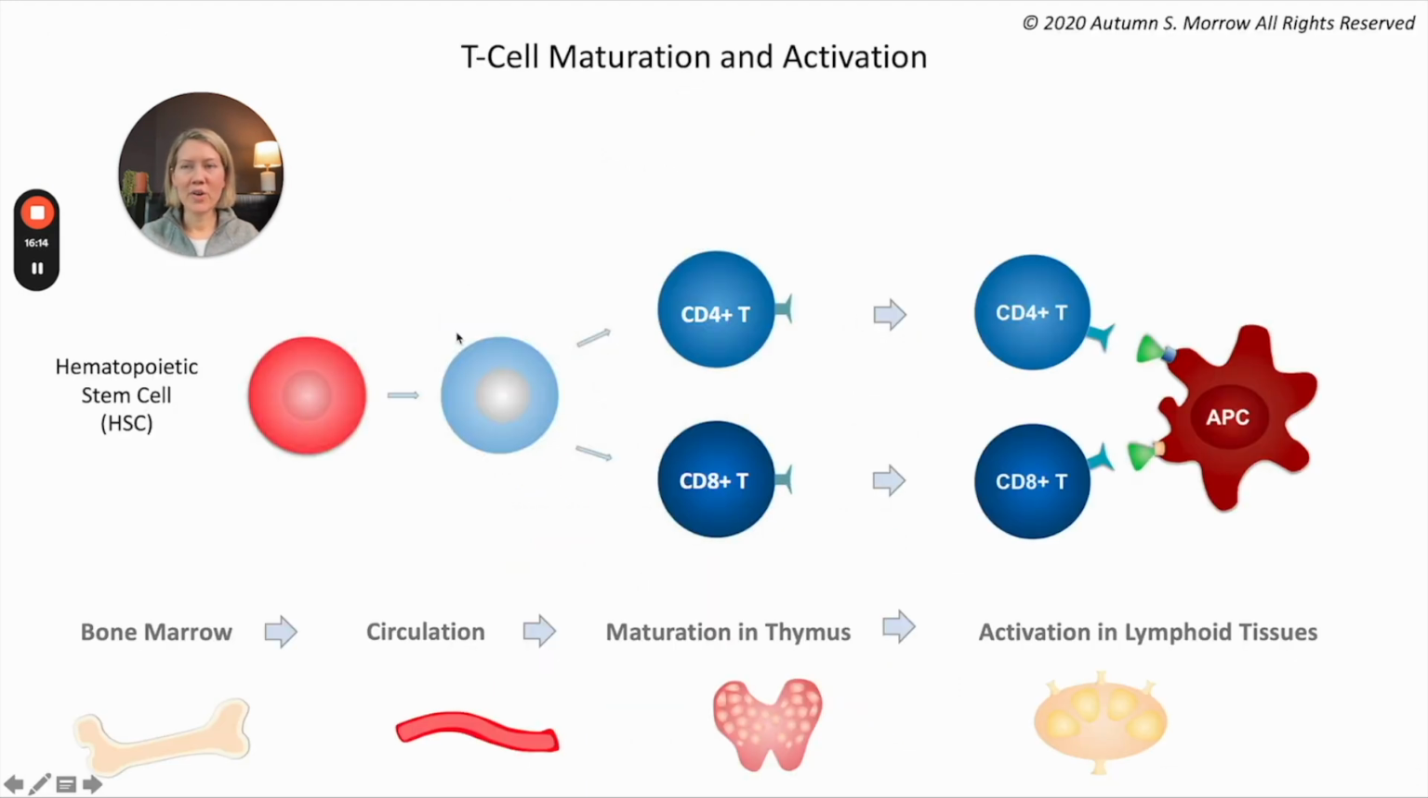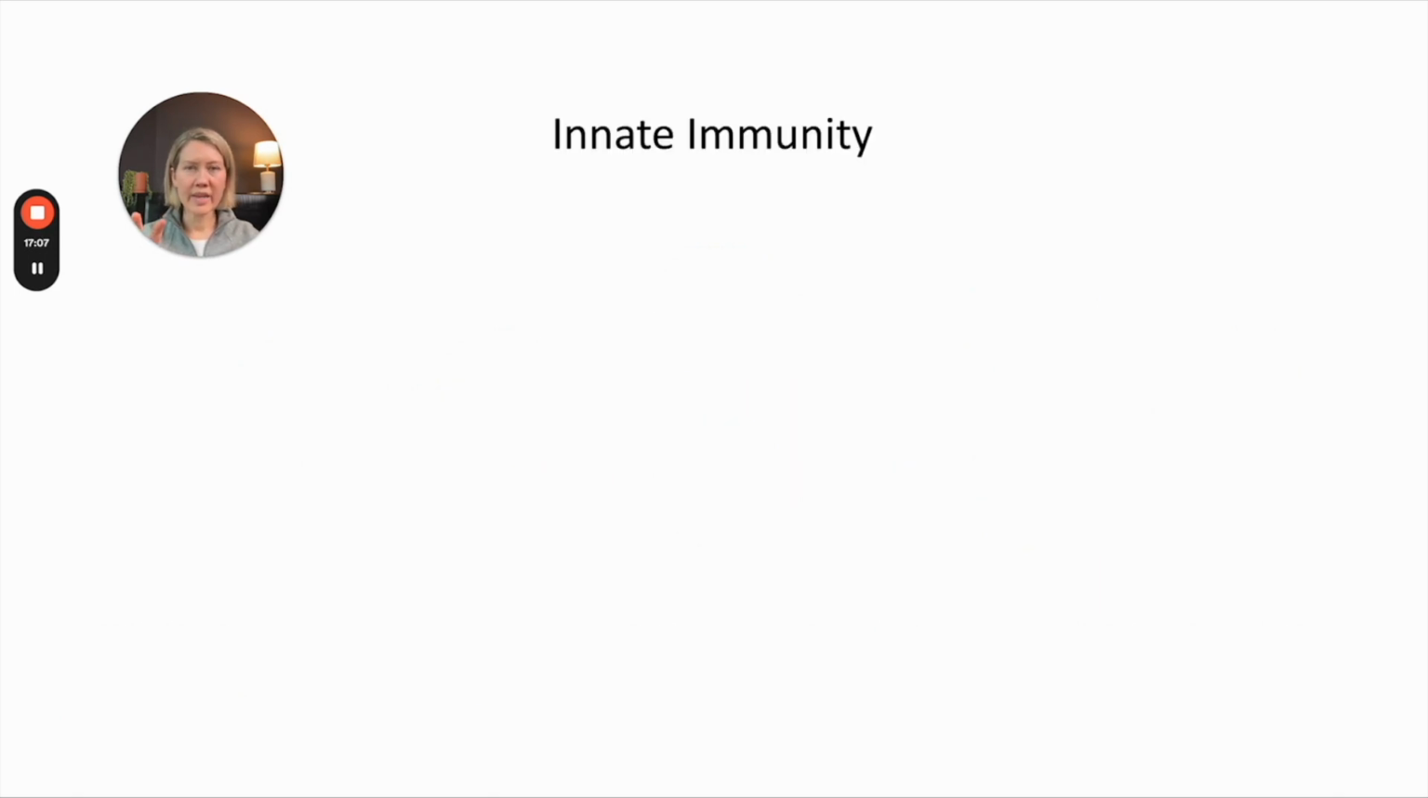It's always helpful to know where you came from and where you're going, so that's what this slide is about. We begin again with the hematopoietic stem cell that develops in the bone marrow, and after traveling through circulation, these become mature in the thymus, and that's where T cells got their name, actually, from thymus. So after maturing in the thymus, the T cells travel through the body until they encounter one of these antigen-presenting cells that show them a pathogen, and that's when they become activated in the lymphoid tissues. Now let's begin studying the innate immune system.